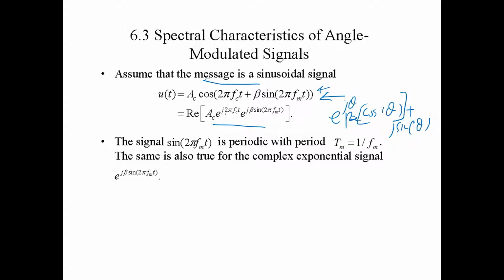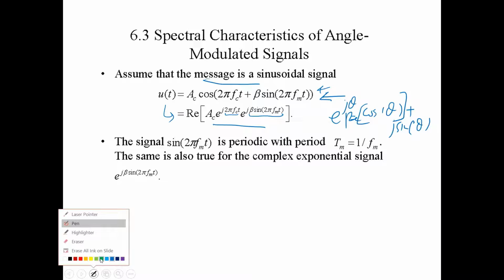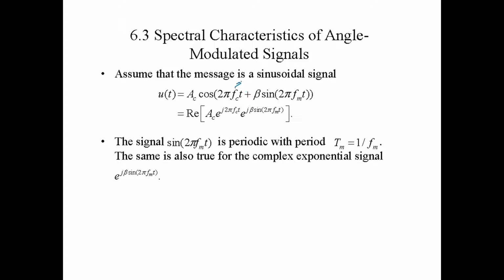This is your complete theta, e to the power j theta, 2 pi fc t plus beta sine of, so I can write this in the exponential form. We know that this signal is periodic and this signal is also periodic, both are periodic. So basically this is your input modulated signal, and we want to learn what the frequency components are. So let's take the Fourier series of this one.